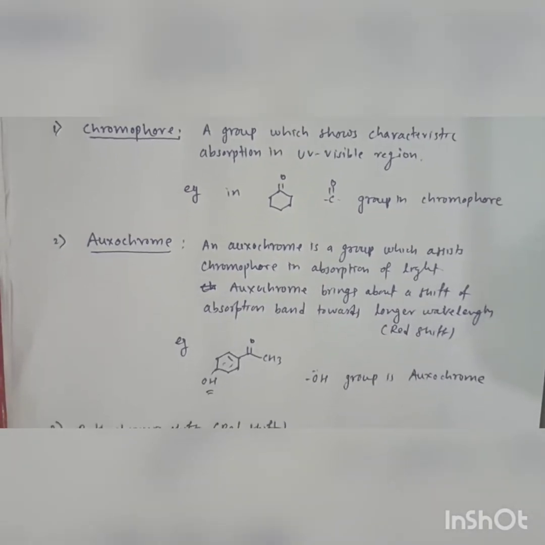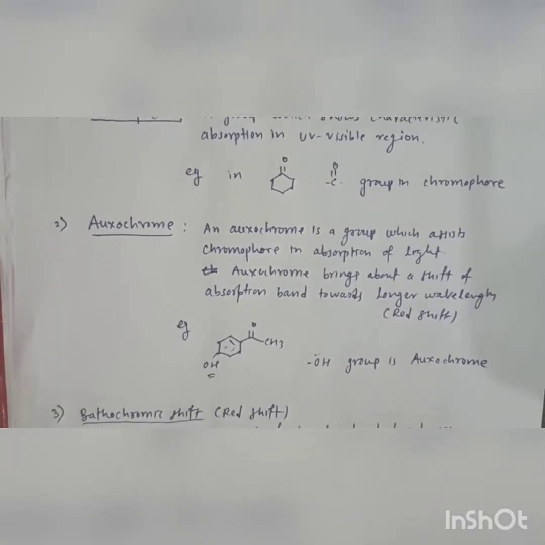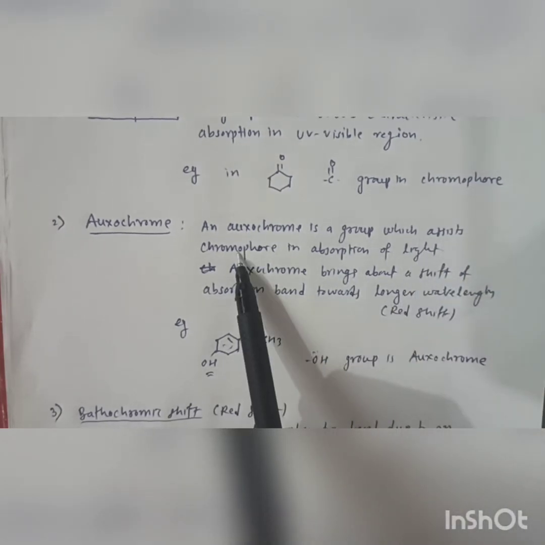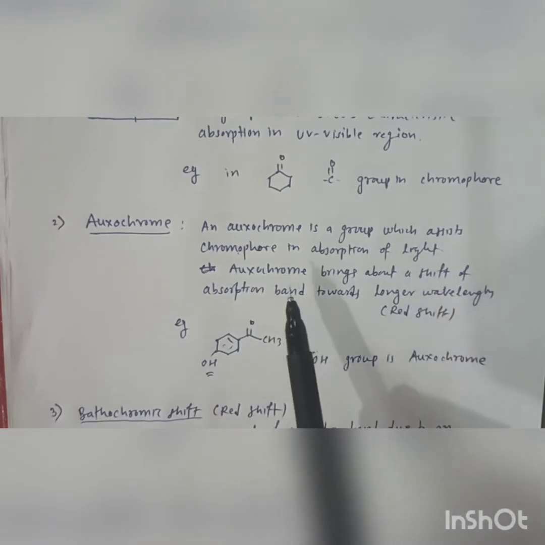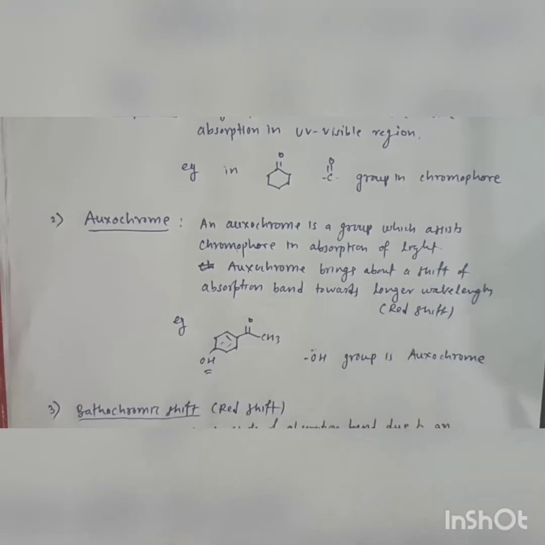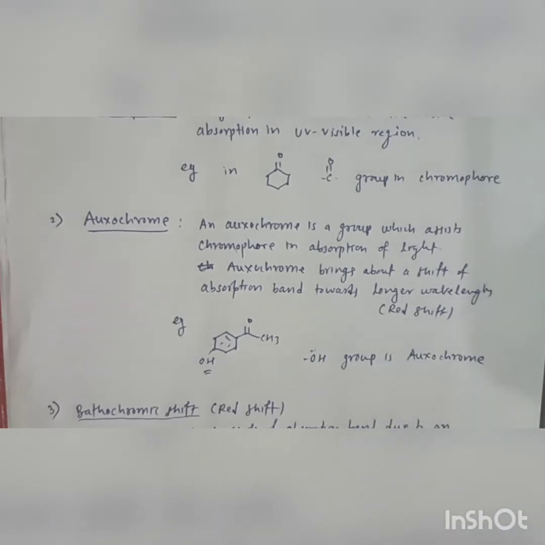Now the second term is oxochrome. An oxochrome is a group which assists the chromophore in absorption of light. Oxochrome brings about a shift of the absorption band towards longer wavelength. It is also called a red shift. See here, what happens? A chromophore absorbs radiation, that's okay. But an oxochrome which is present along with the chromophore will help the chromophore to absorb the radiation. So such a group is called an oxochrome.